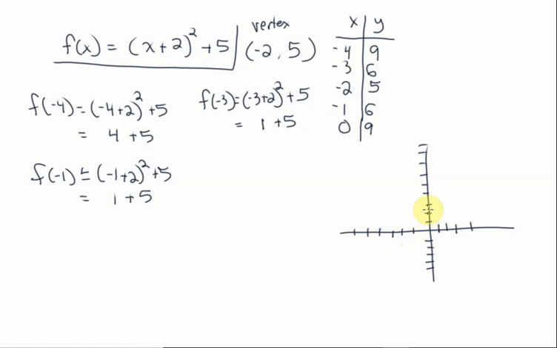How many did I count up? 1, 2, 3, 4, 5, 6, 7, 8, 9. So 1, 2, 3, 4, 9. -3, 6. My graph is not perfect, but there we go. -2, 5. -1, 6. And 0, 9. So there's my beautiful parabola. Awesome.